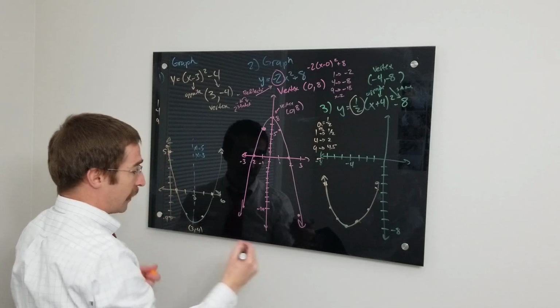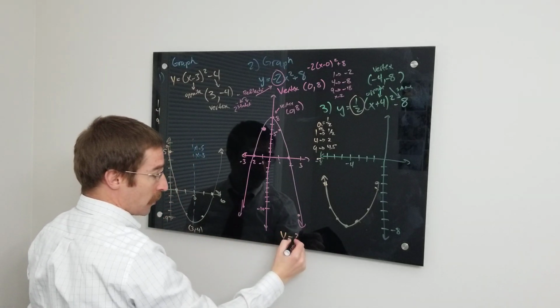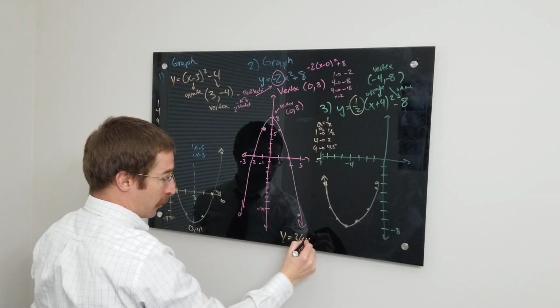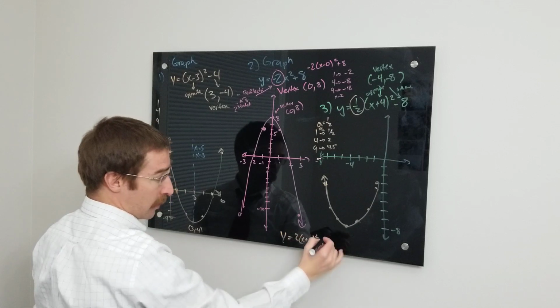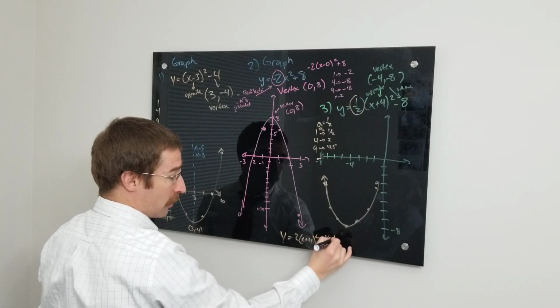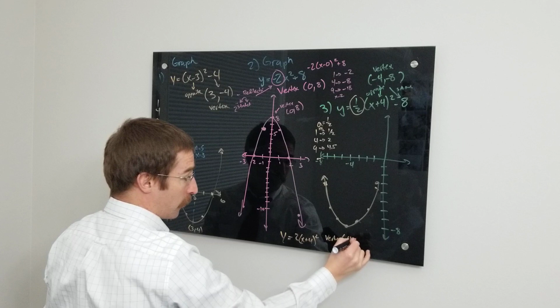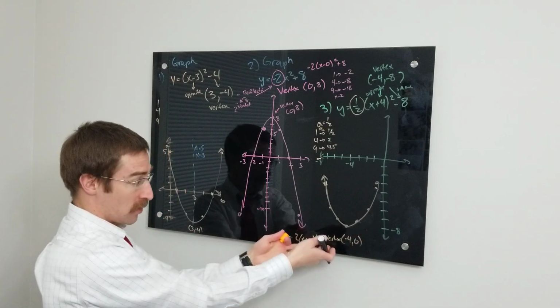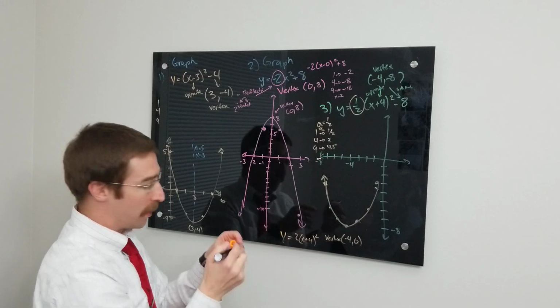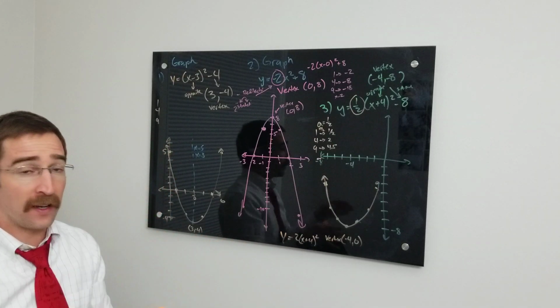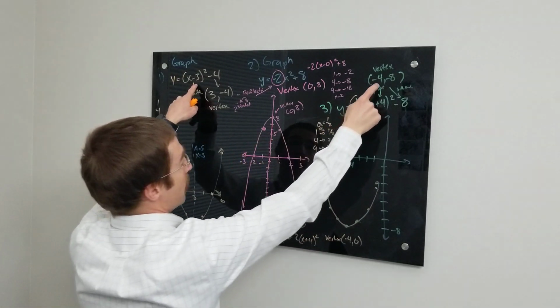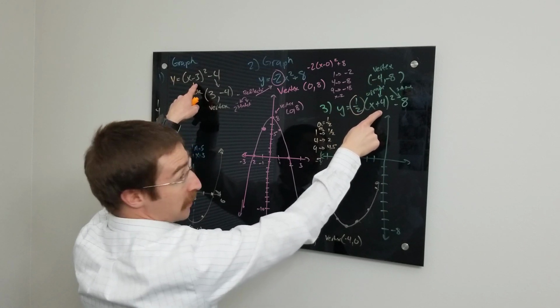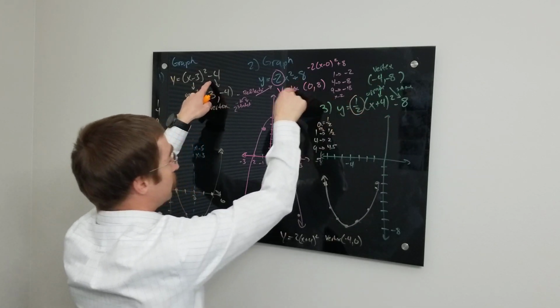If you had something like this, like let's say it was y equals 2 times (x plus 4) squared, the vertex on this one would just be negative 4 comma 0, because there's nothing added or subtracted. That y number, there's no number there, so it's just 0 for the y number. So once you find that vertex, opposite of this number for the x, that number for your y.